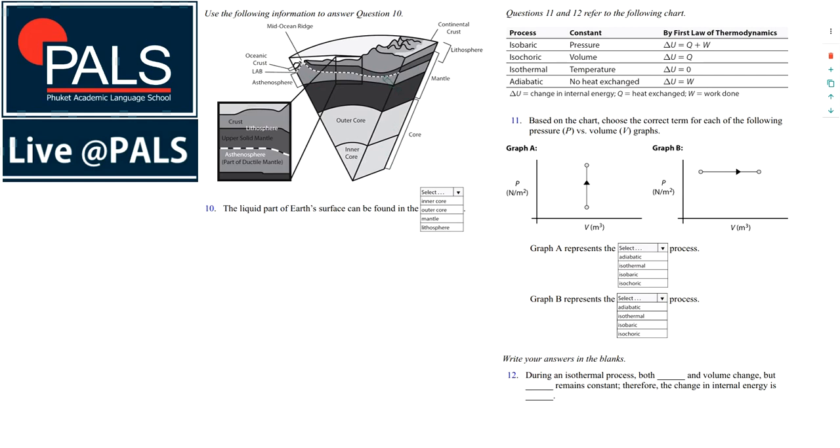Okay, next question is about this illustration here. You can see the different layers of Earth: inner core, outer core, the mantle, and the lithosphere with different layers. We can see the asthenosphere, part of the mantle, the lithosphere, the crust, the upper solid mantle, and part of the ductile mantle, the asthenosphere.